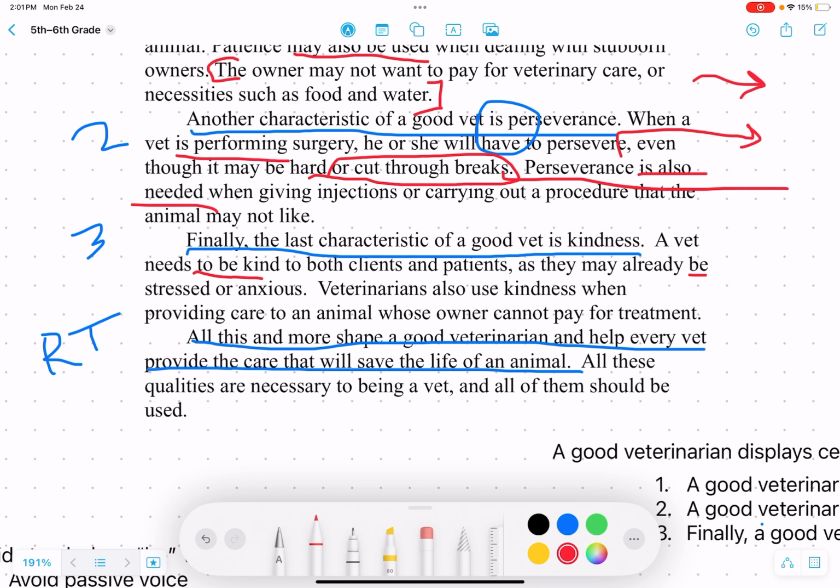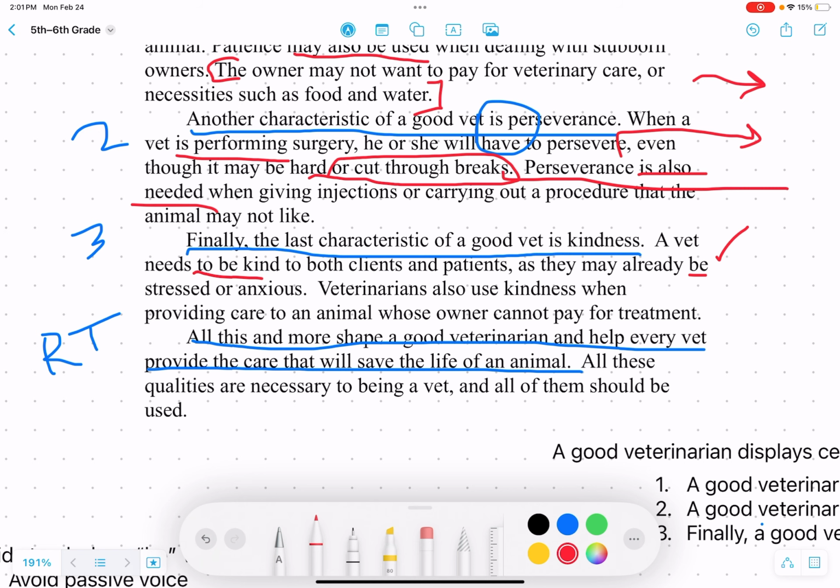So we have a be verb here. Now that one is probably one that will be hard to get rid of. So I think we'll leave that one there. As they may already be stressed or anxious. Veterinarians also use kindness when providing care to an animal whose owner cannot pay for the treatment. Oh yeah, that's definitely kind.